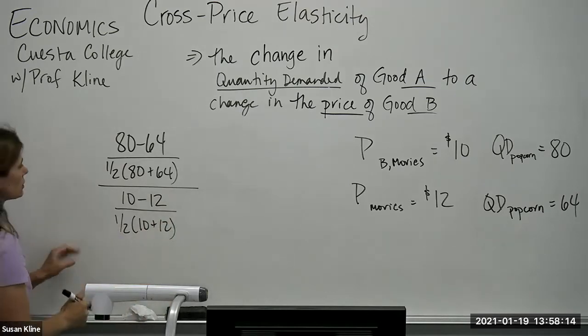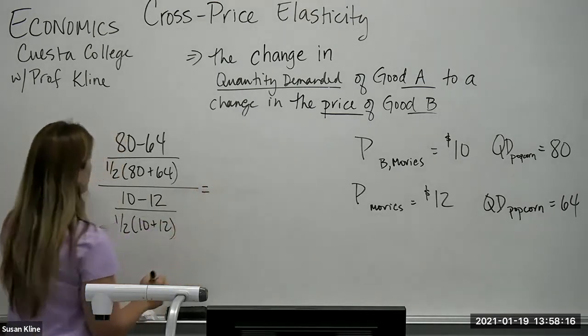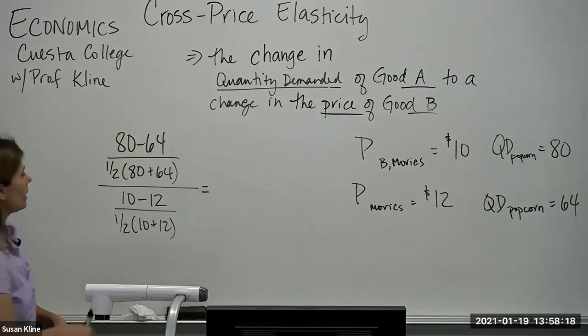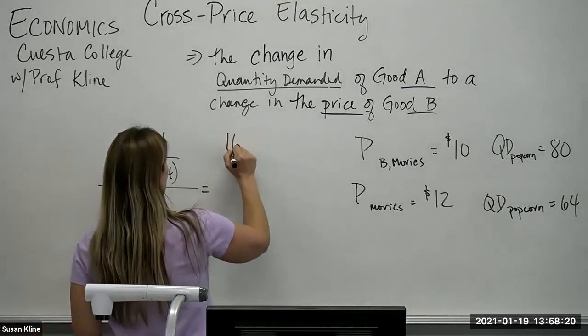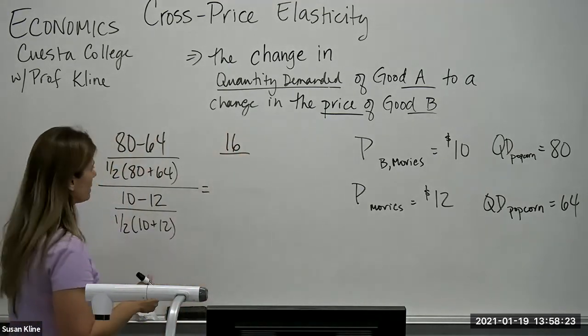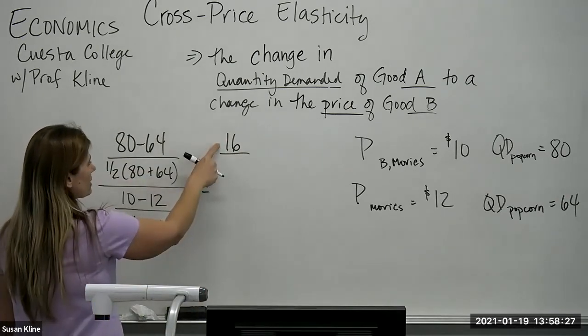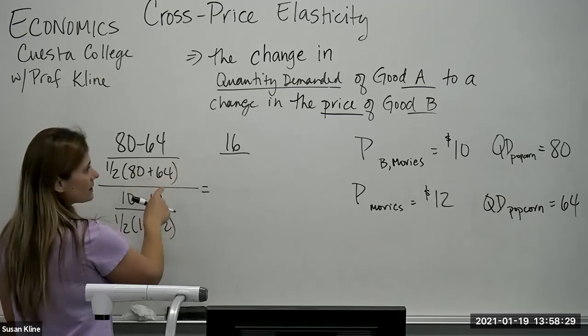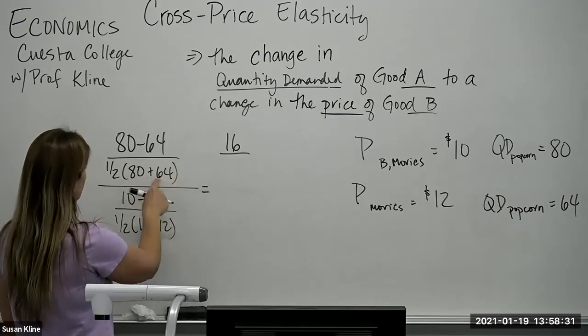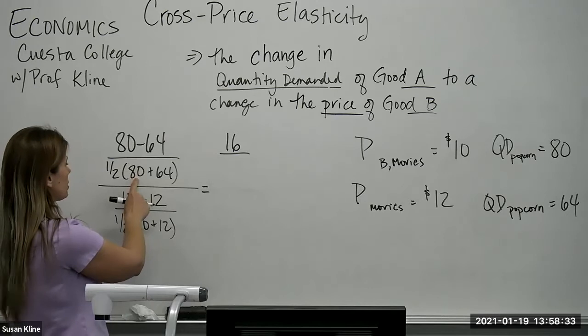So we'll come back to this in just a moment. So let's start to simplify. 80 minus 64, that's 16. If you need a calculator for that, that's fine. No big deal. And then halfway between 80 and 64, well, if that's 16, halfway would be 8 plus or minus. So you can either add 8 to here or subtract it from here. It's probably easier to subtract it from 80.